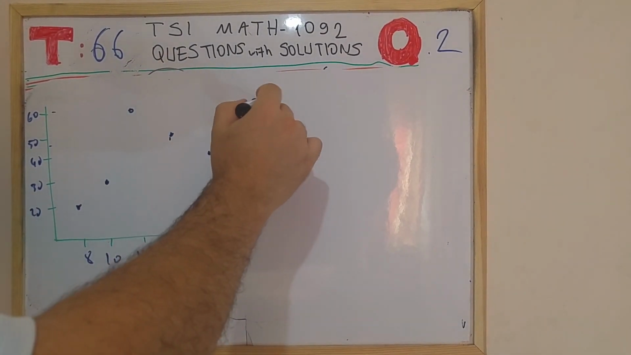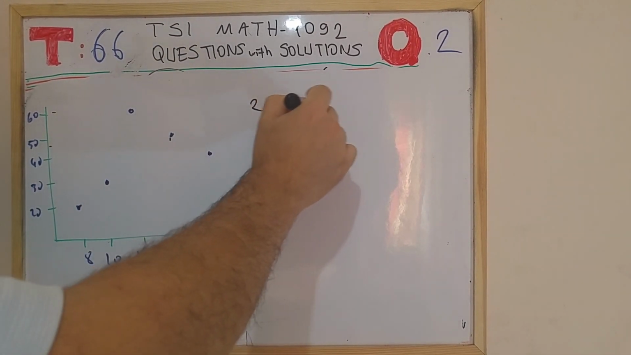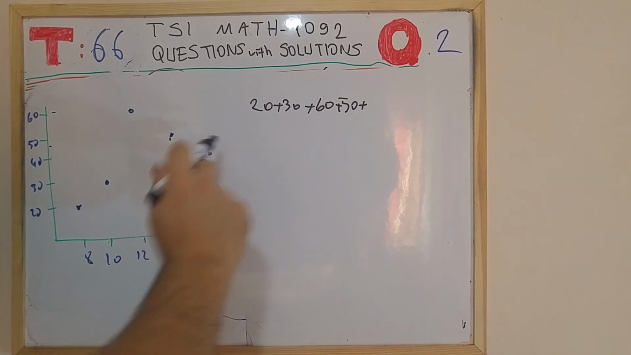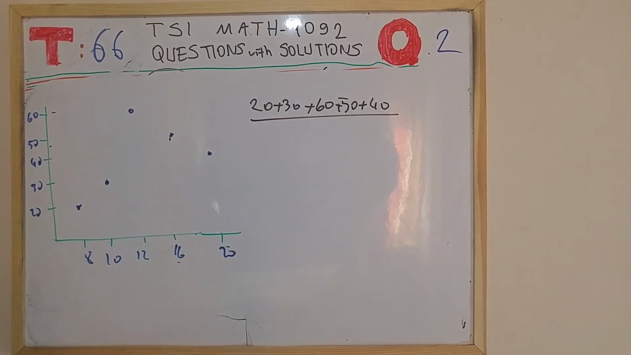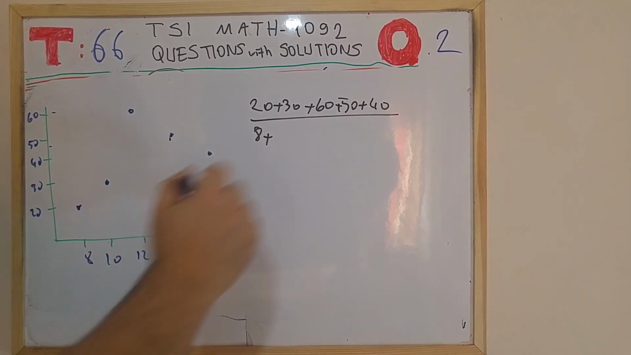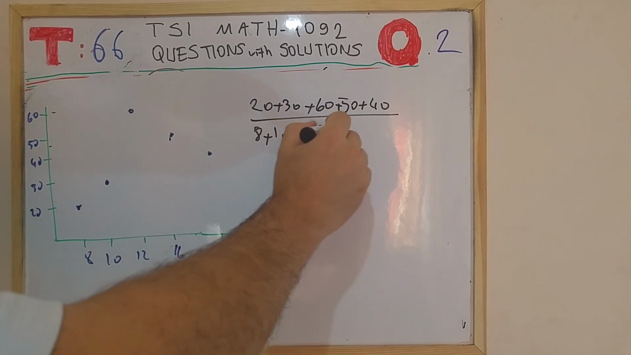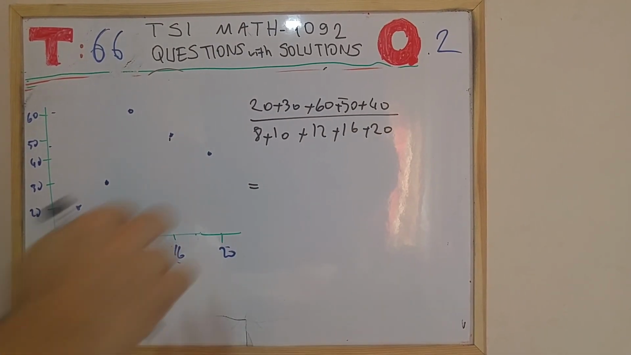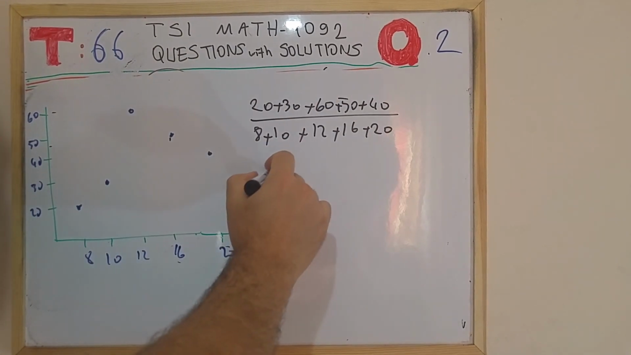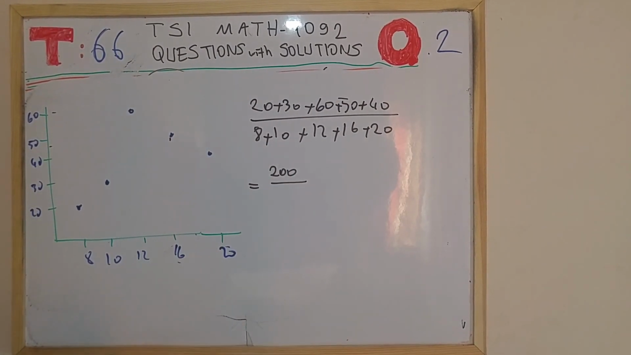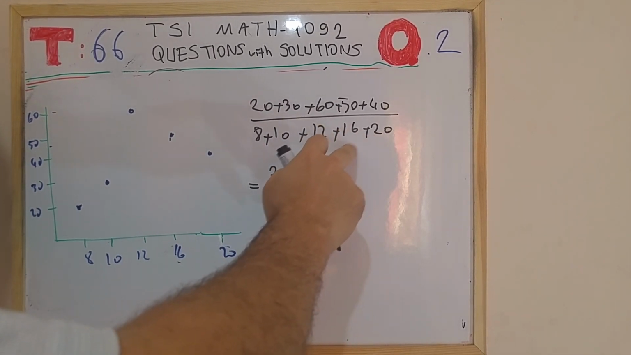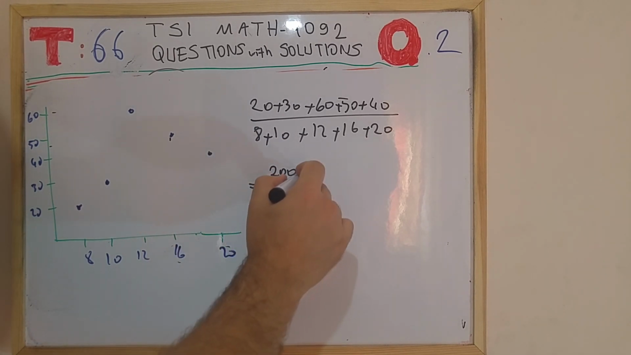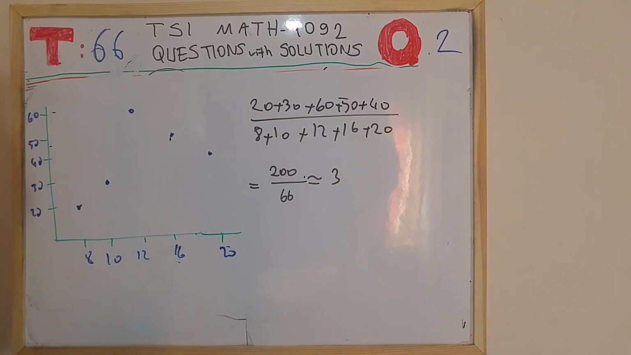Charity collected is equal to 20 plus 30 plus 60 plus 50 plus 40, and then the total number of students is equal to 8 plus 10 plus 12 plus 16 plus 20, and this ratio is equal to what we have here: 100, another 100, $200 has been collected here, and the total number of students is equal to 20, 36, 38, 48, 58, 66, and this is approximately equal to $3.